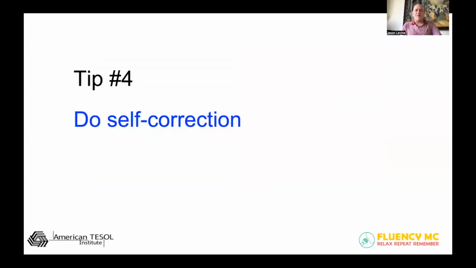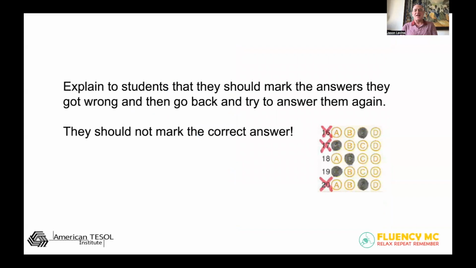Tip number 4, do self-correction. Let me explain what I mean by this, because it doesn't really mean what it sounds like. So self-correction means, I have a slide here for this. Again, TOEIC, since we just talked about it, it'll be easy to explain. But this is for anything, right?